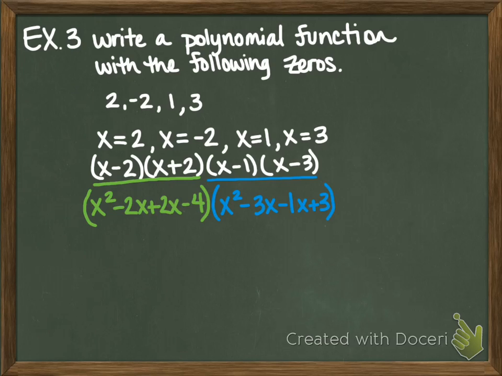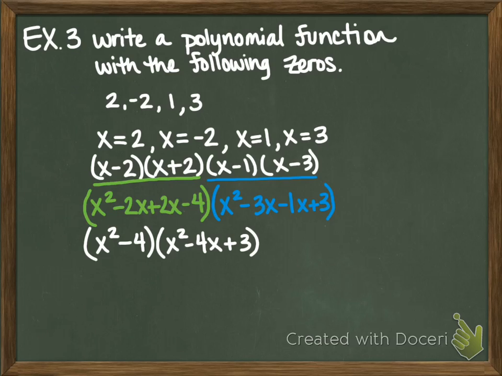Okay, so let's collect like terms in each set of parentheses and we'll talk about where to go from there. In the first parenthesis, the two x's in the middle are going to cancel, so that's x squared minus 4. In the second parenthesis, negative 3x and negative 1x will combine to give me negative 4x, and everything else stays the same.